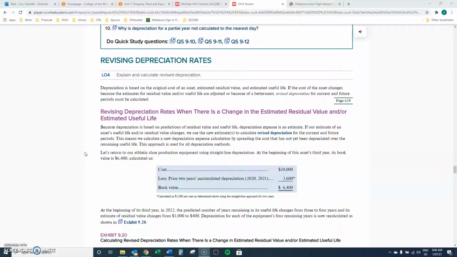We then go on to look at what to do if we need to revise a depreciation rate. When we do this, we do it on a go-forward basis. We don't go back and change what's already happened. We change what's going to happen in the future. So there could be a change in what they estimate the residual value or the estimated useful life. I'm not going to get into that right here, but they do explain it in the book, and I will likely do a question on it when I do separate videos for the questions.